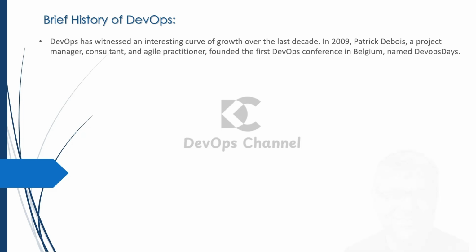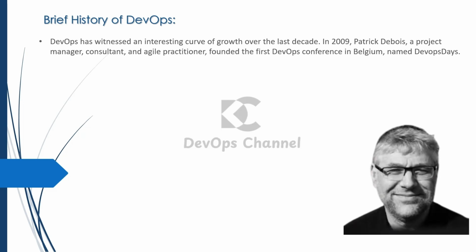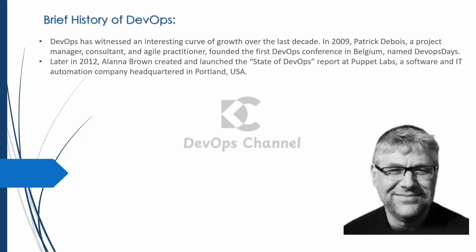There is a guy called Patrick Debois. In 2009, he was a project manager consultant and practitioner, and he founded the DevOps conference in Belgium, named DevOpsDays. Later, in 2012, Elena Brown created and launched the report called State of DevOps at Puppet Labs, which was a software and IT automation company headquartered in Portland, USA.